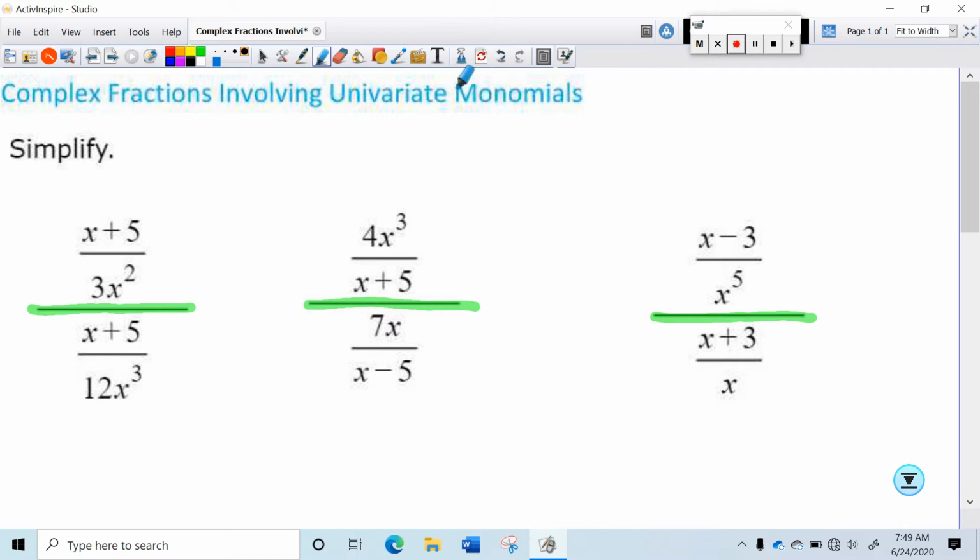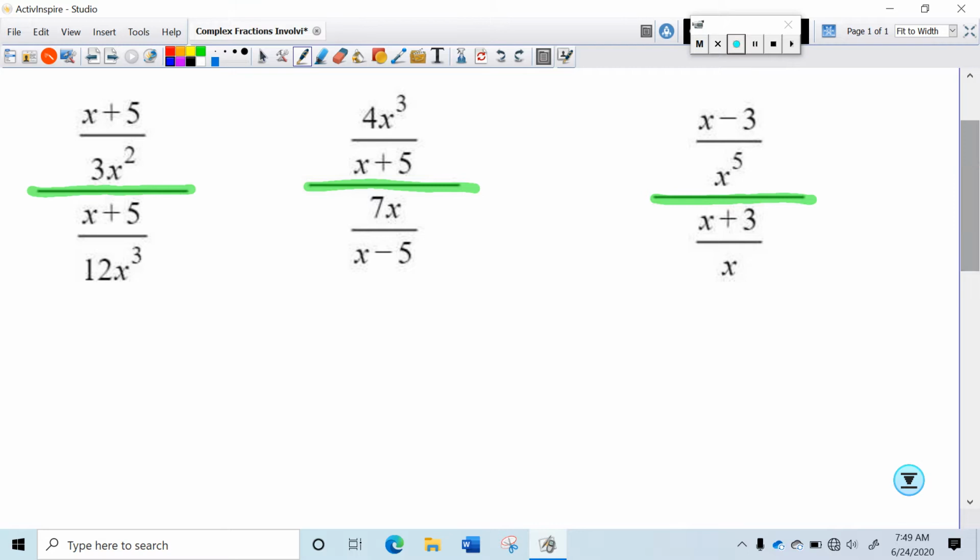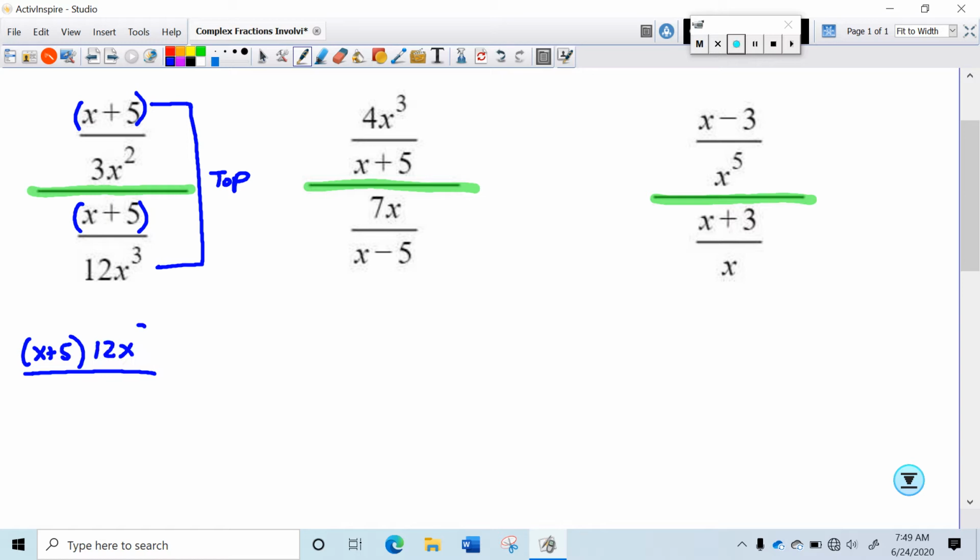Because what we want to do is, I am going to put the binomials in parentheses because they've got to stay together. And I'm going to make a fraction bar. Everything on the outside goes on the top. So I've got a family of x plus 5 and a 12x cubed. Everything on the inside goes on the bottom. So I've got a 3x squared and a family of x plus 5.